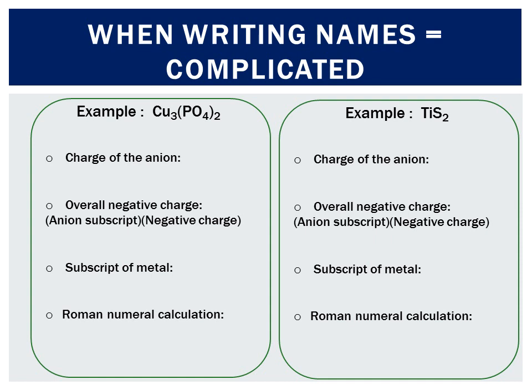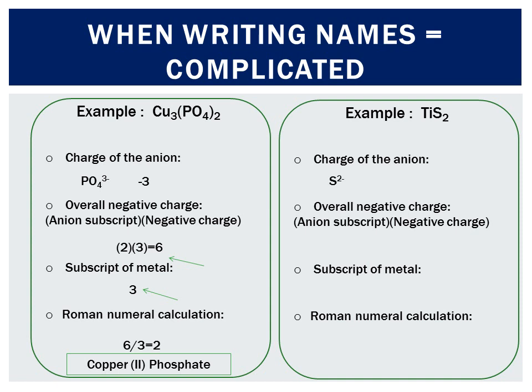All right, next example. Over here. Cu3(PO4)2. First, charge on the anion. The anion is phosphate. Phosphate always has a charge of -3. The overall negative charge is how many phosphates? 2 times the negative charge, 3. My overall negative charge is 6. The subscript on my metal, I come up here to copper, I see that there's a 3 there. I take the 6, I divide by 3, I get 2. This tells me that the charge on my copper is 2. So I write copper(II) phosphate.